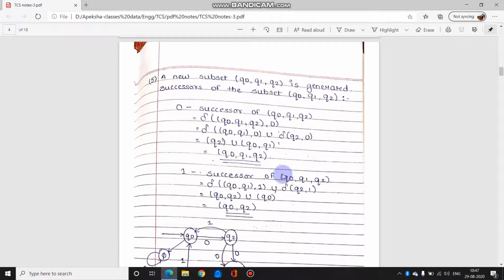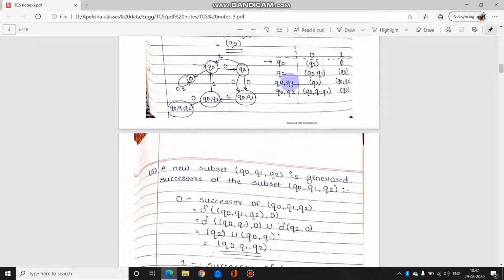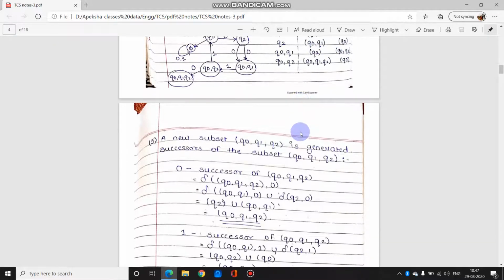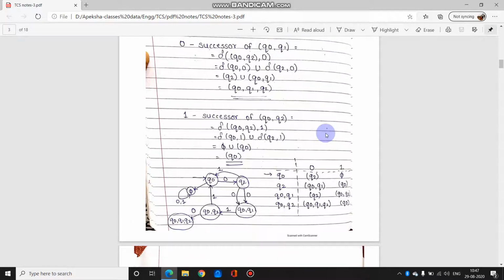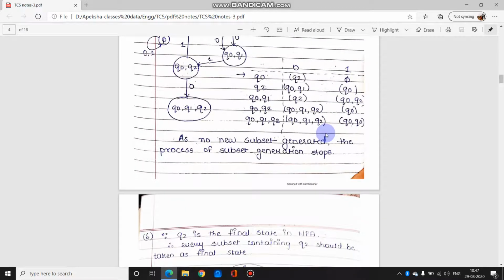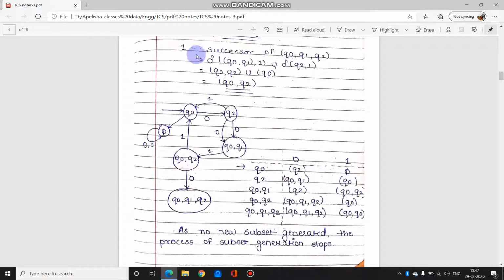Similarly, the one successor of Q0 Q1. So again यहाँ पे Q0 Q1 को combine करो, and input 1 in Q0 Q1 state is causing it to go in Q0 Q2, and input 1 in Q2 state is causing it to go in Q0. One second. Yeah, here. And input 1 in Q0 Q1 is making it to move Q0 Q2, and input 1 in Q2 is making it to go Q0 Q2. So इसका combine किया तो Q0 and Q2 ही आएगा, क्योंकि Q0 Q0 common है. So the union operation will get it only Q0 and Q2.